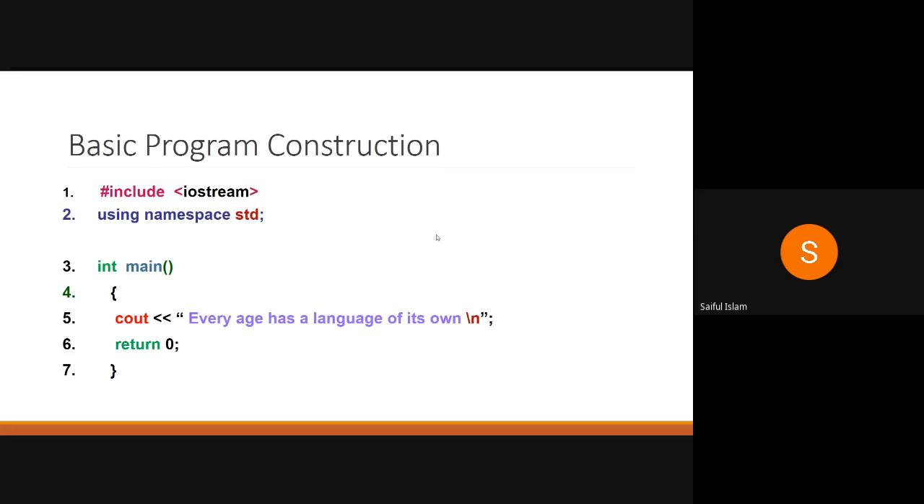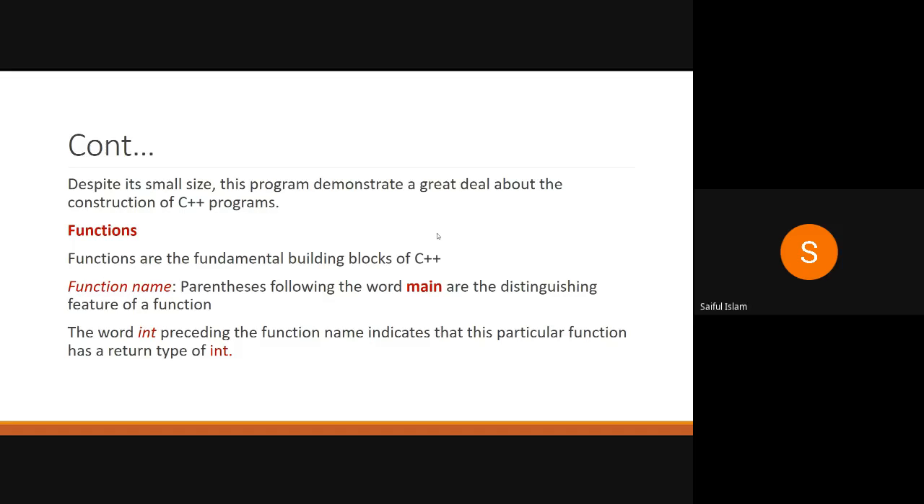Now, you must have this slide with you. So I'm going to move on to the next slide. Despite its small size, this program demonstrates a great deal about the construction of a C++ program. It only talks about the construction of a C++ program, not the object-oriented concepts. We are going to discuss object-oriented concepts later in the course. But right now, a few things that are similar to C programming we are going to discuss here.